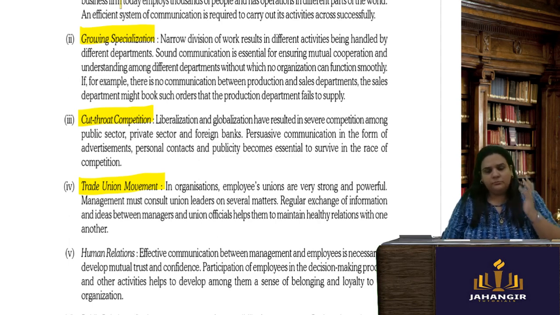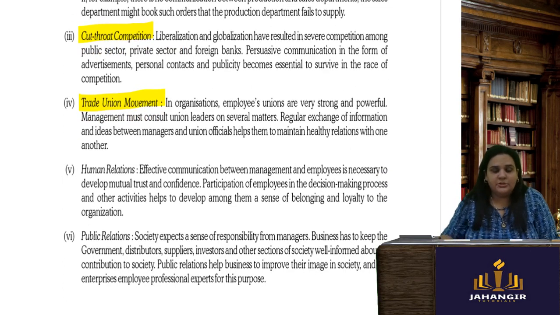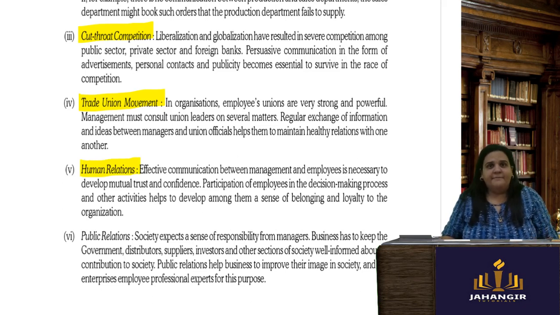Okay, so a regular exchange of ideas keeps happening between the trade unions and the management people. So of course, this is the importance of business communication. Human relations will be effective only if there is proper business communication between the employees and the management level, and there is communication across the organization.